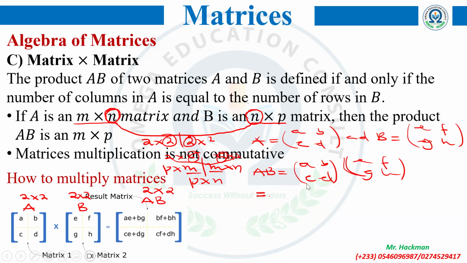Then you come to the second row, you do the same for the second row, first column, second row, second column. So it will be C times E plus D times G. That is what we have here. Then your last entry, how do you get it? It will be C times F, then plus D times H. That is what you have here. Okay, is my point well made?